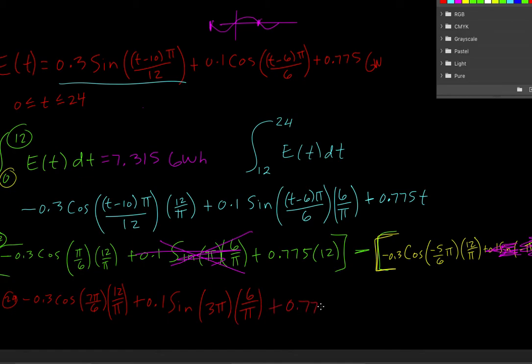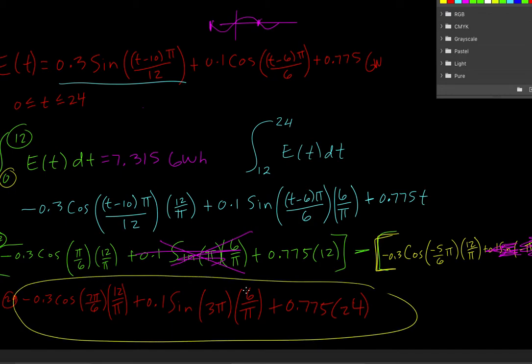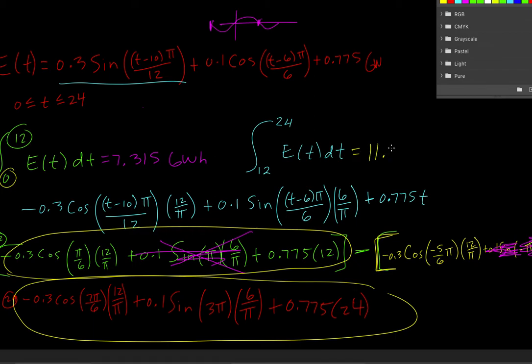Plus 0.775 times 24. Okay, since 24 is on top and 12 is on bottom, we would take our answer from this after plugging it into a calculator and then subtract our answer from this. And if we do that correctly, we end up getting 11.285 gigawatt hours.